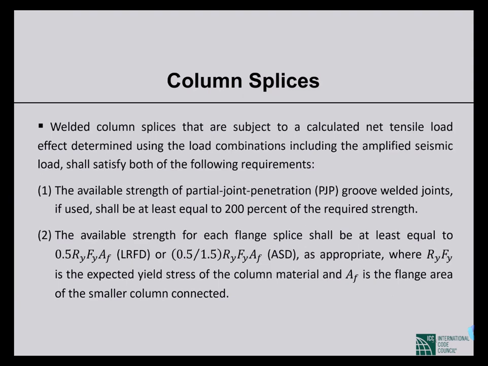And the conditions are: one, the available strength of partial joint penetration groove welded joints, if used, shall be at least equal to 200% of the required strength. So from the calculation of the loads, the amount of load that is coming onto that section, the capacity of the PJP joint should be twice of that when we are taking amplified seismic load.